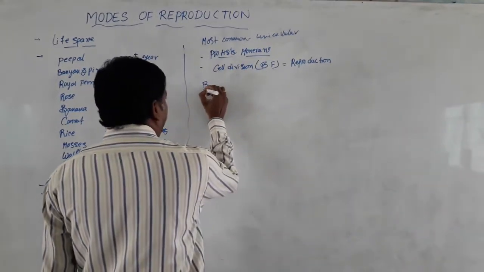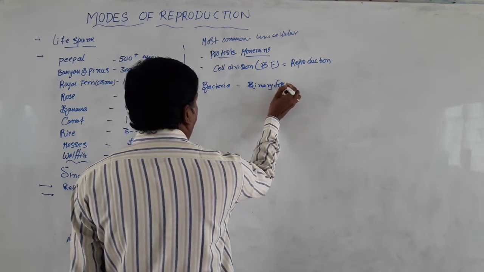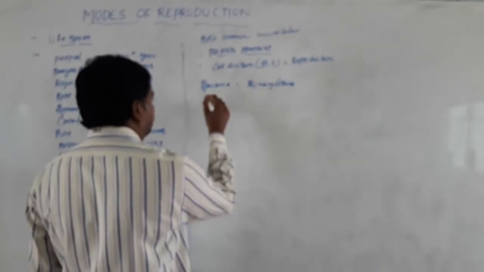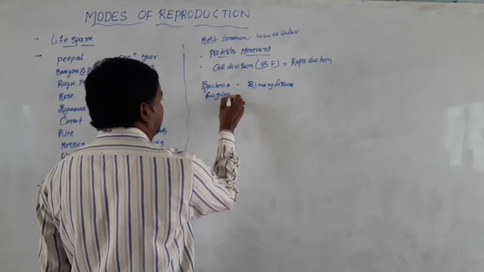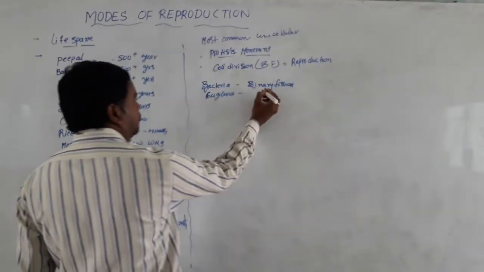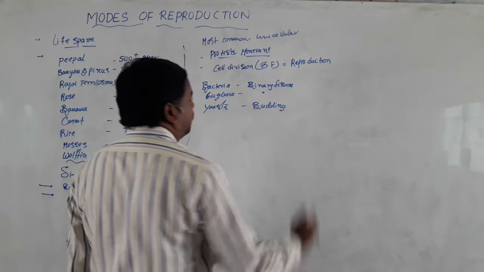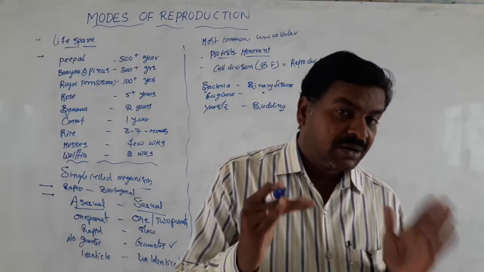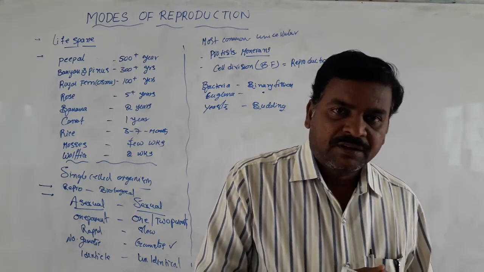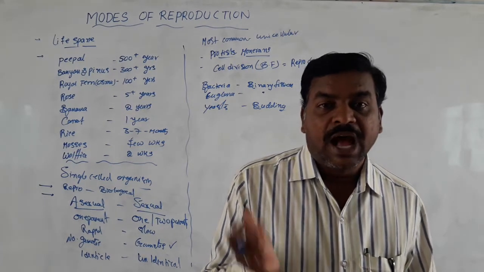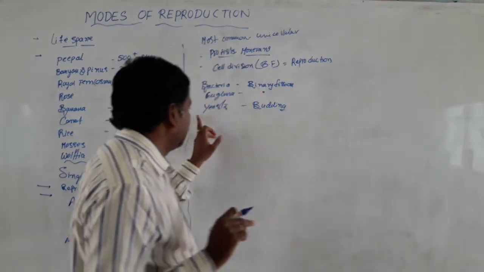For example, bacteria and Euglena reproduce asexually by binary fission. But what about yeast cells? In yeast cells, asexual reproduction takes place by budding. Budding is the formation of asexual buds on the surface of the parental cell. It is also a type of unequal mitosis. This is called budding in yeast cells.